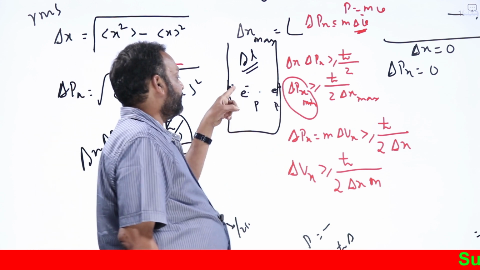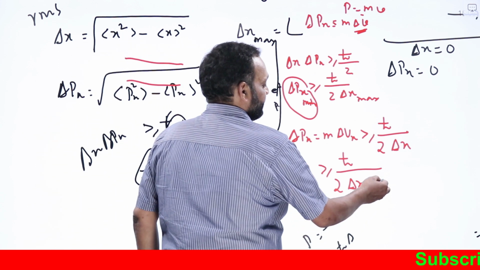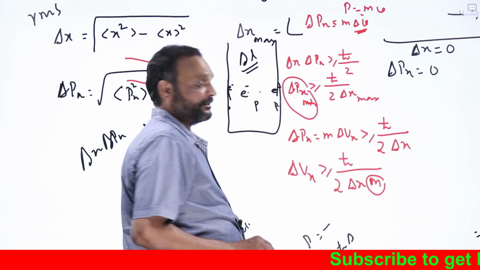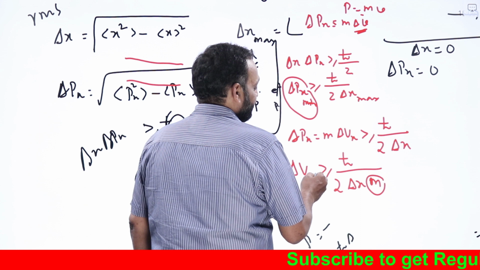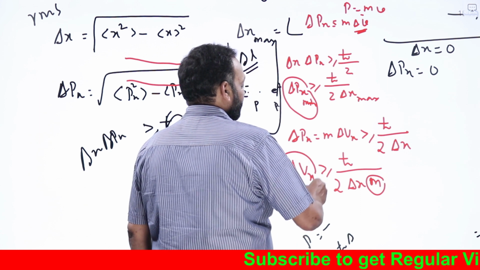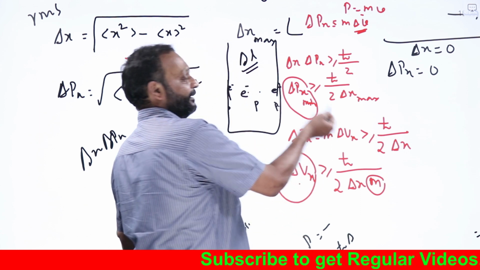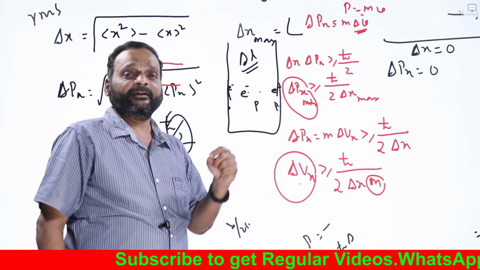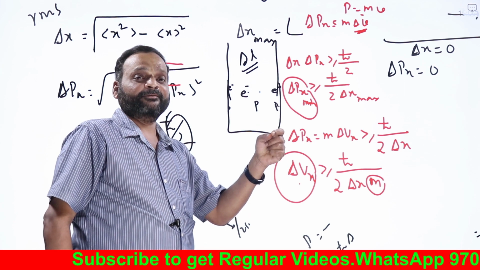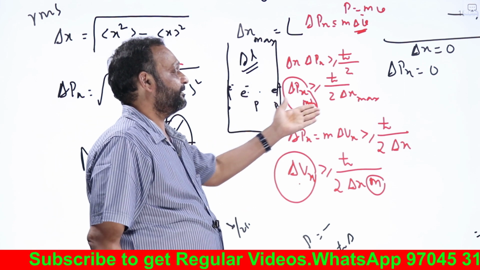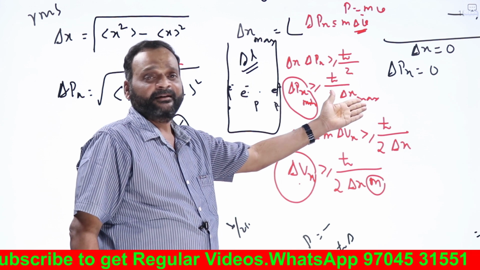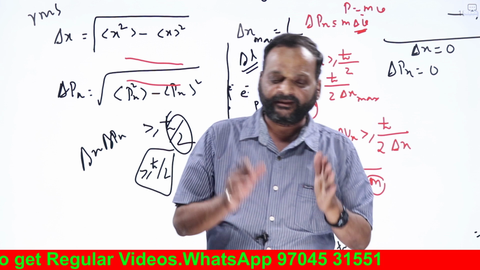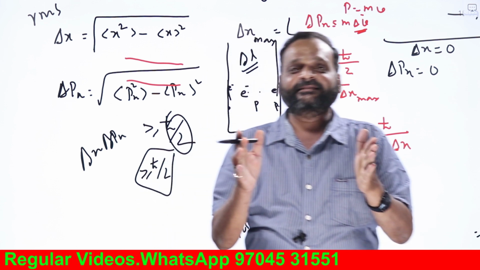Means out of electron and proton, the proton's mass is more, 1836 times more than that of the electron. Means the uncertainty in the velocity of the proton will be lesser than that of the electron. Means I can find the proton's velocity more accurately than the electron's velocity. What about momenta? Momenta for both particles is the same because delta x is the same. This is one simple conceptual question, one beautiful question, which makes us understand what uncertainty is.